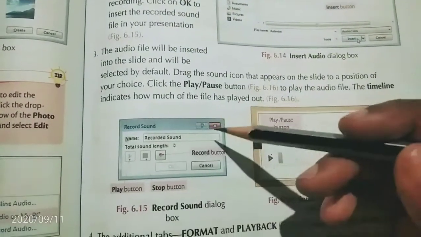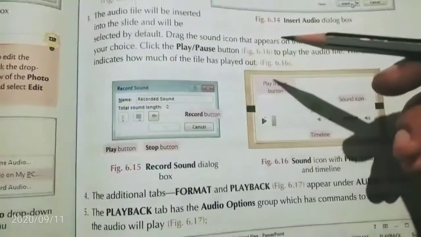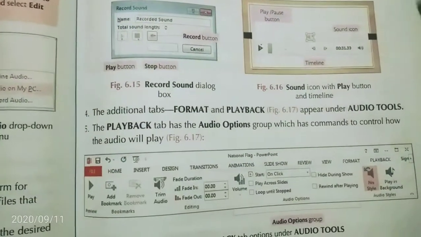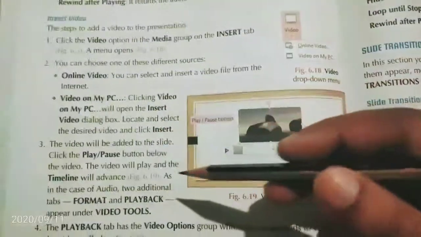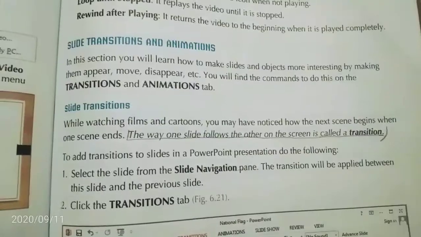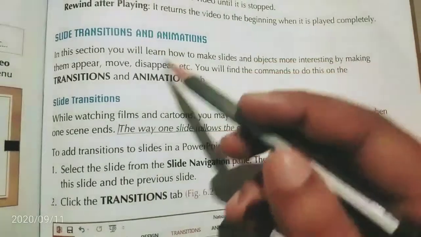So this is the Record Sound dialog box. Play, pause and stop buttons are given. On the next page it is inserting video, how to insert videos. Now, on the next page the important topic is slide transitions and animations.